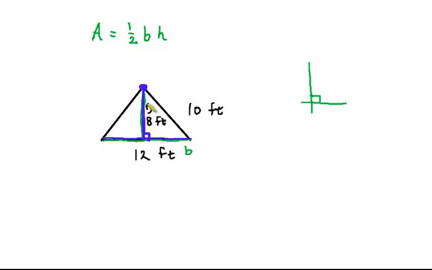And then from there, once you've determined that, like this 10, you don't need that. You would just go ahead and plug in 12 for your base, 8 for your height, and that would give you 48 square feet in this case.